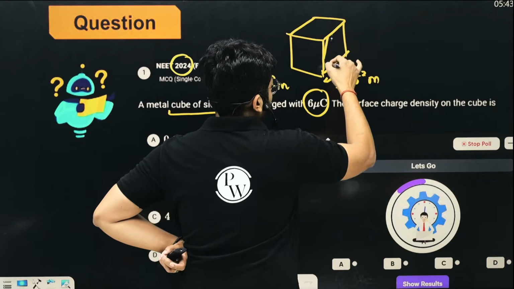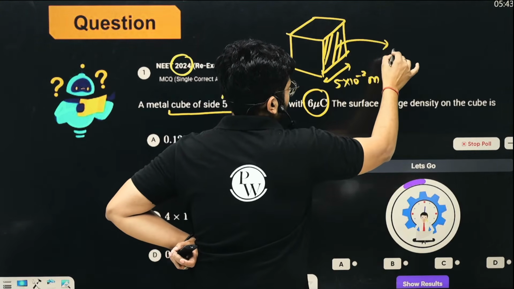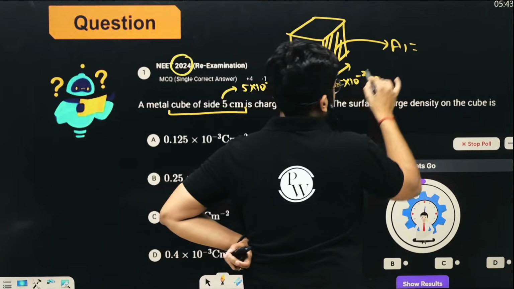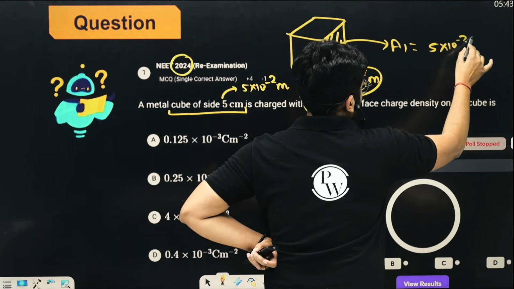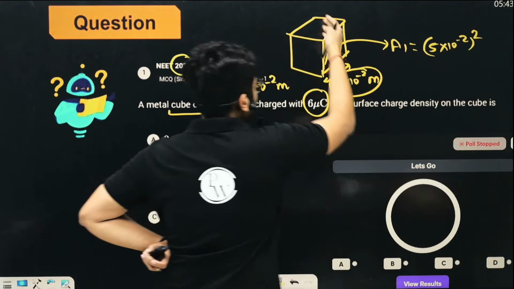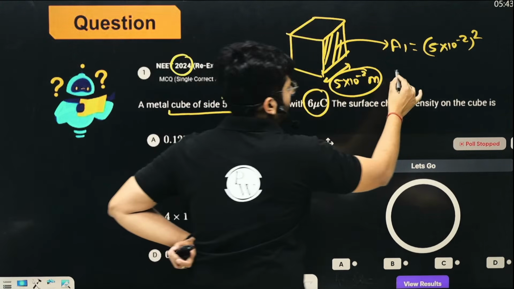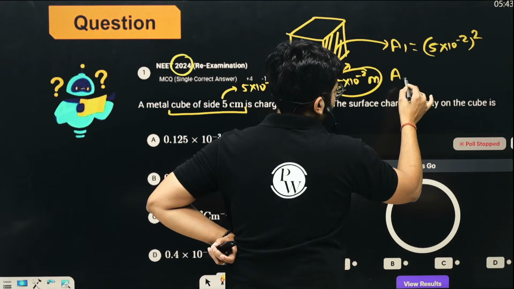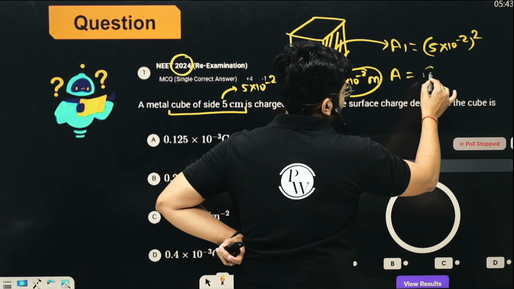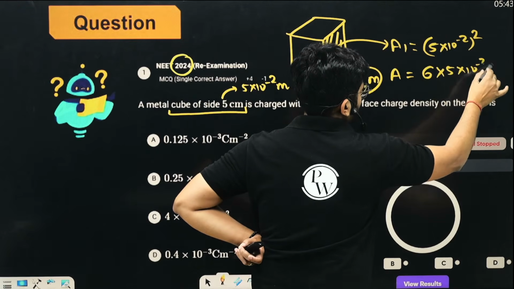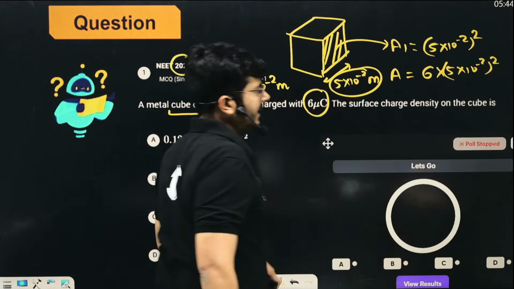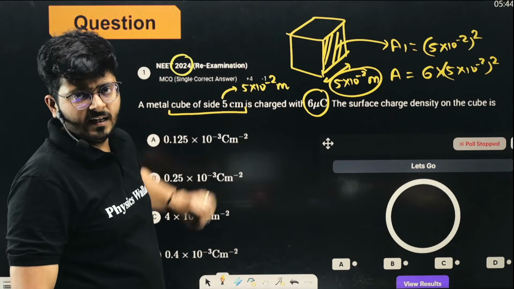So think about it. What will be the surface area of one side? We can say the surface area of one side will be a square of this, 5 into 10 to the power minus 2 squared, right? And we have 6 of these sides. So what will be the total area of the cube? The total area of cube A is 6 times this whole thing, 5 into 10 to the power minus 2 squared, right? I hope that is very, very clear. This is the total available area that we have.